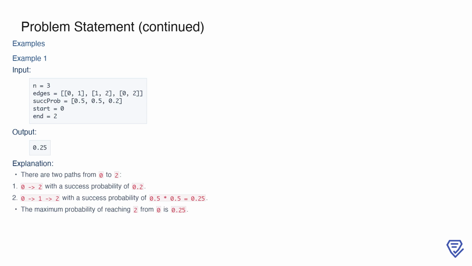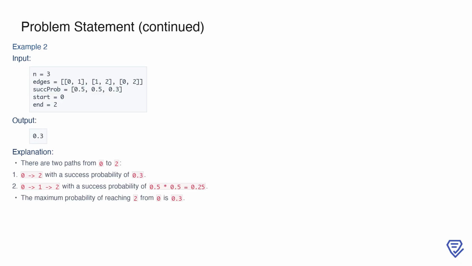Here, we have n equals 3 nodes and 3 edges, 0-1, 1-2, and 0-2, with respective success probabilities of 0.5, 0.5, and 0.2. The starting node is 0, and the destination node is 2. There are two possible paths to reach the destination. The direct path 0-2 has a success probability of 0.2. The other path is 0-1-2, where the total probability is calculated as 0.5 * 0.5 equals 0.25. Since the second path has a higher success probability, the output for this example is 0.25.